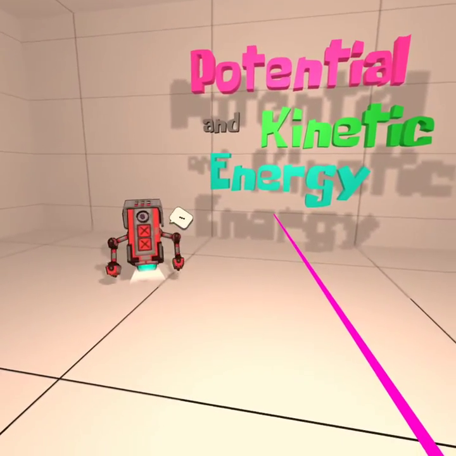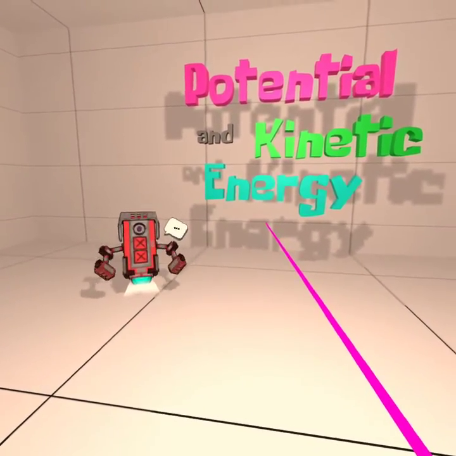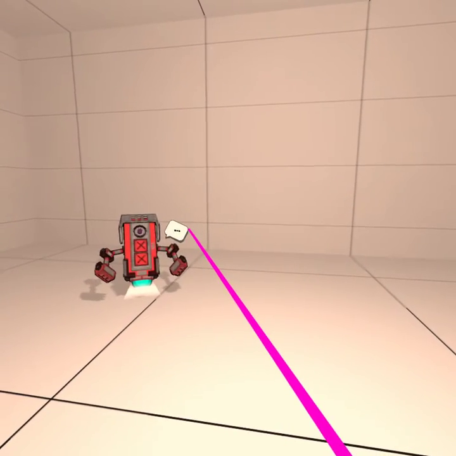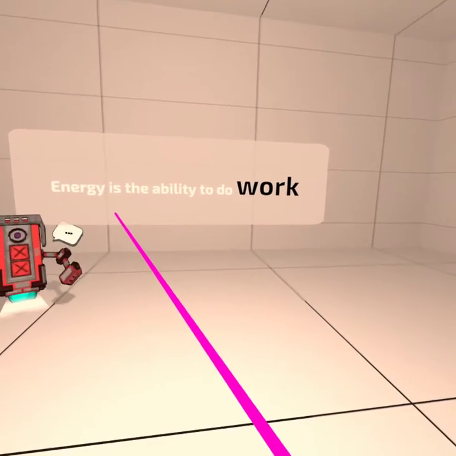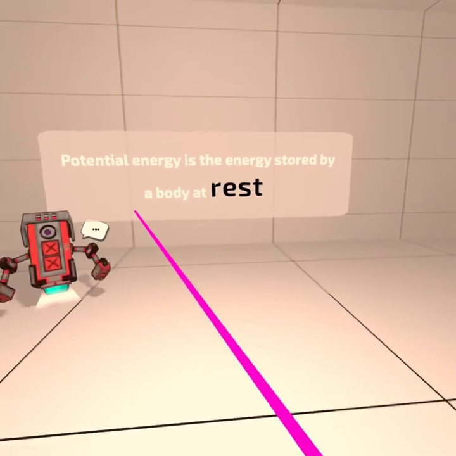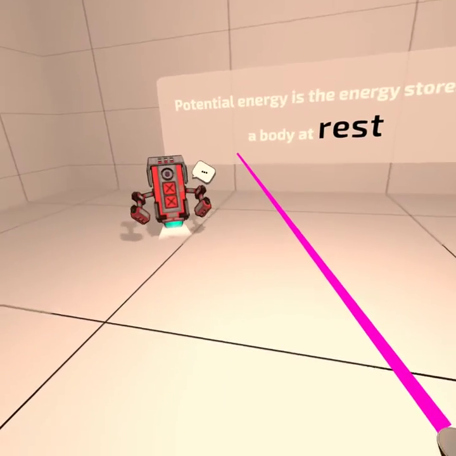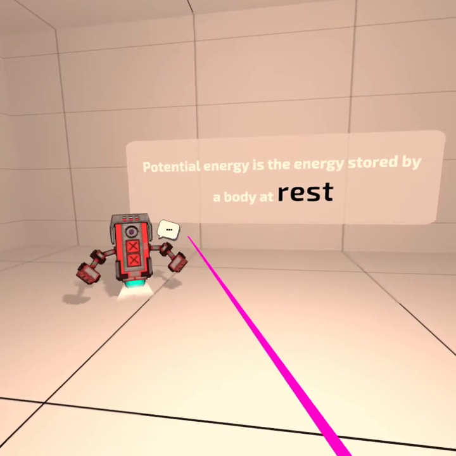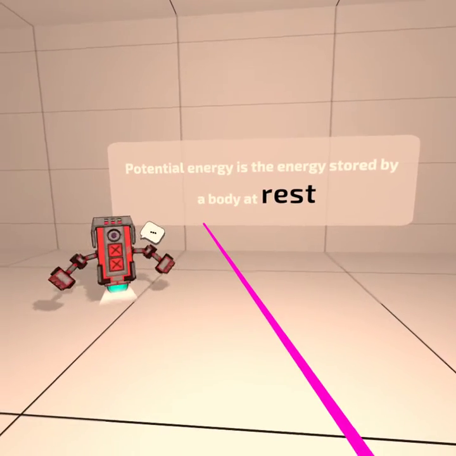Hello. Today we're going to learn all about potential and kinetic energy. But first, what is energy? Energy is the ability to do work. Potential energy is the energy stored by a body at rest. This means it is the energy stored by a body that isn't moving, or a stationary body.